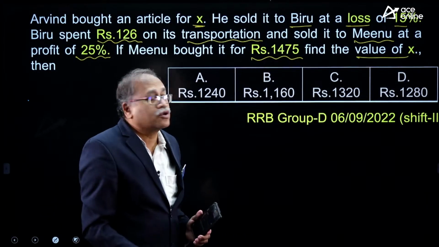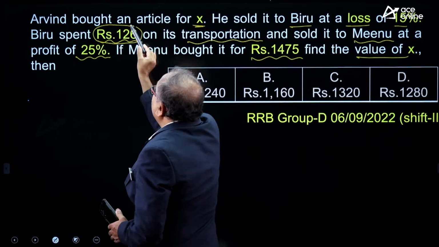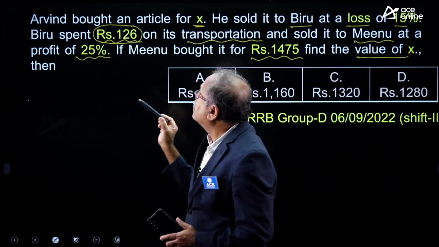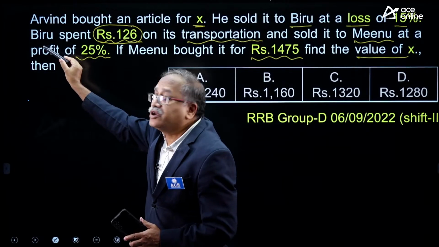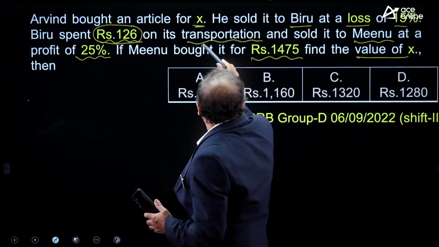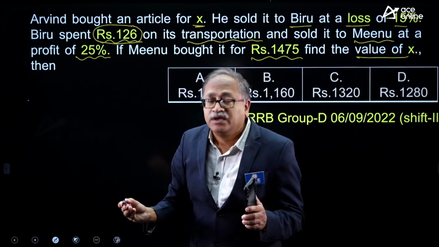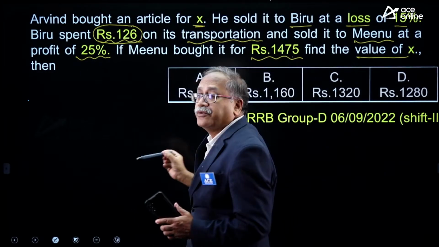The question is not complicated, but there is one small thing you need to take care of. Once Biru bought it, he spent 126 rupees for transportation, and then he sells it to Meenu at 25% profit. At the end, Meenu paid this amount.